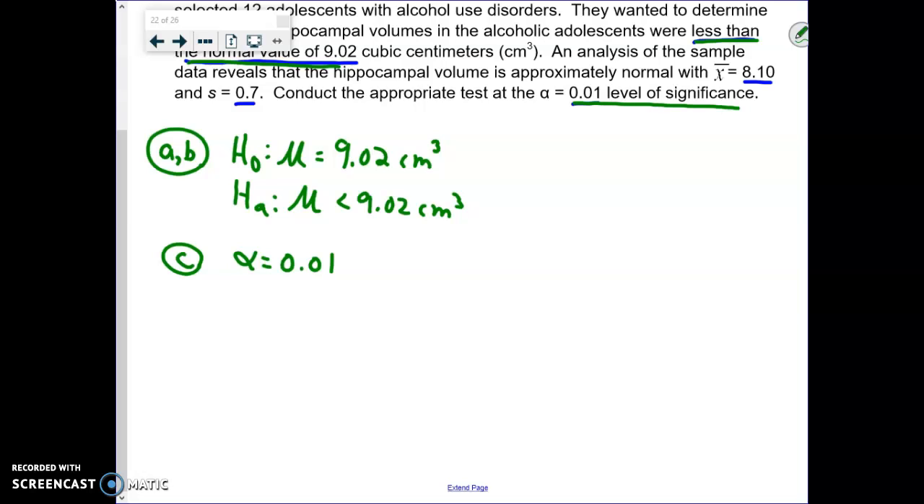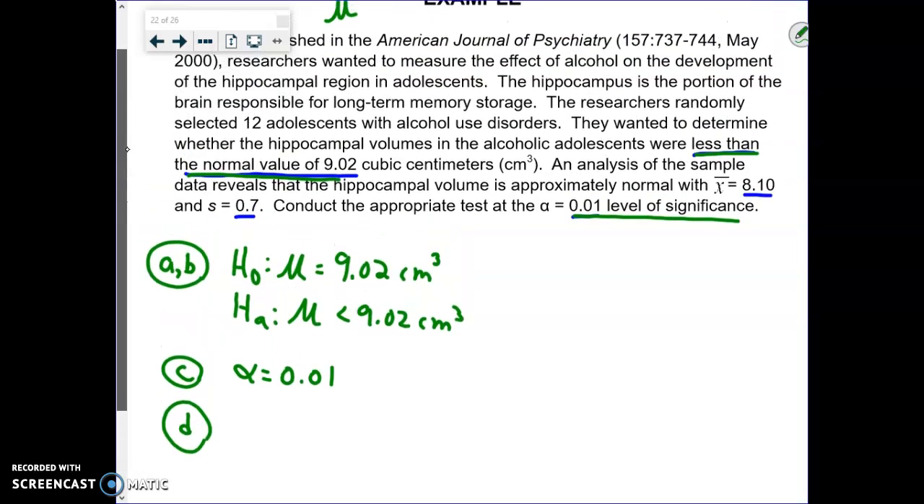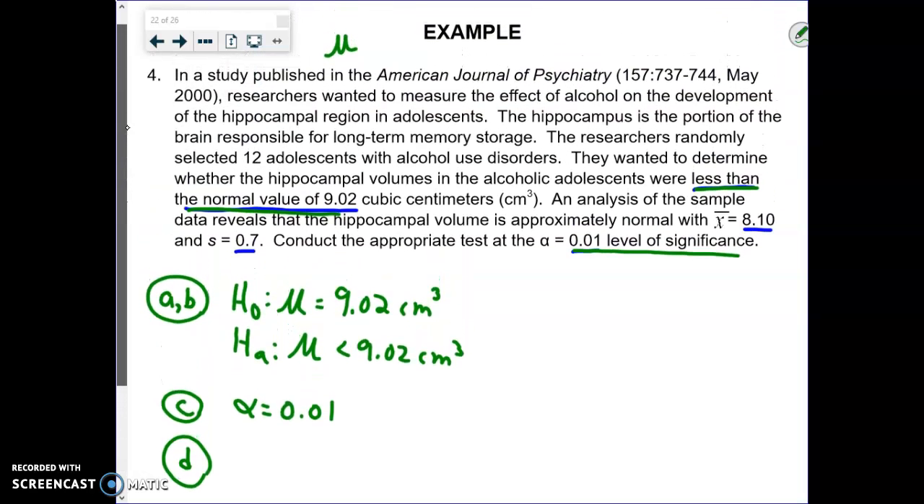So now we need to look at part D in our steps, which was the requirements to be able to do a hypothesis test here, because we need a normal distribution, a normal t distribution. Well, if you take a look back up here, ladies and gentlemen, it did say right here that the hippocampal volume is approximately normal. So we do have a normal distribution. Even though our sample size was less than 30, we do have a normal distribution.